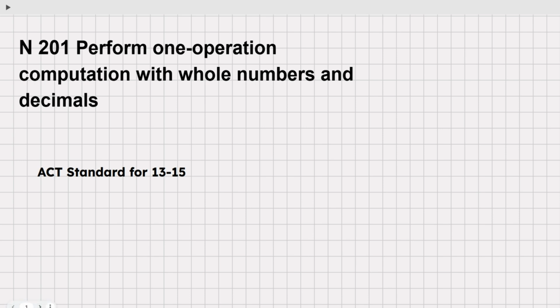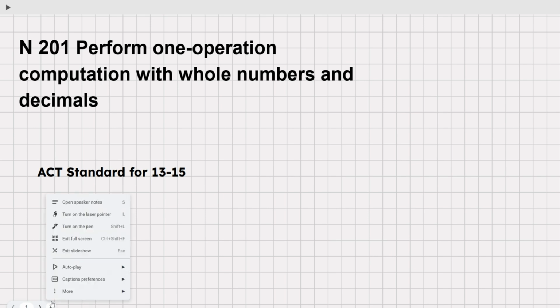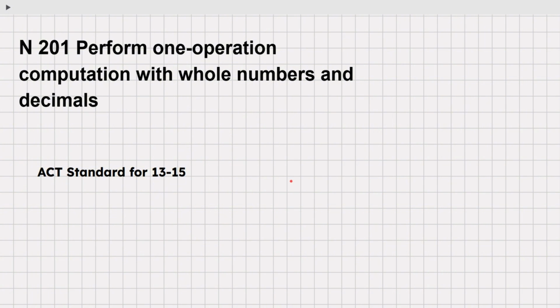Today we'll be looking at the very first math ACT standard, which is N201. Perform one operation computation with whole numbers and decimals. Now, what does that mean? That means you just have to perform one operation. That is really not that hard.